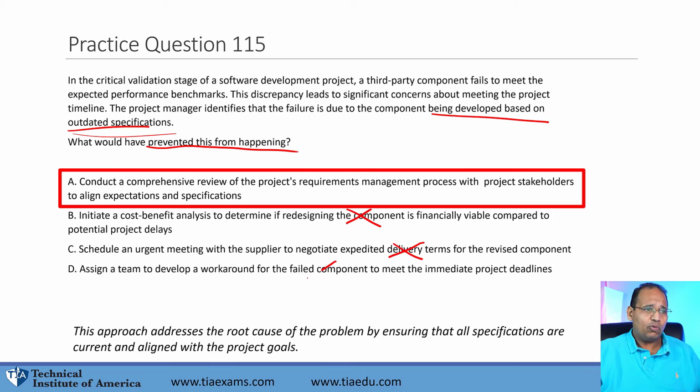Assign a team to, you don't want a workaround. A workaround means something failed and then you're going around it trying to fix it then. All of these don't line up with the keyword of prevent this problem. Maybe if the question was like, how do you fix this problem? Maybe B and D would have been a good answer, but they're asking to prevent the problem. So read carefully.